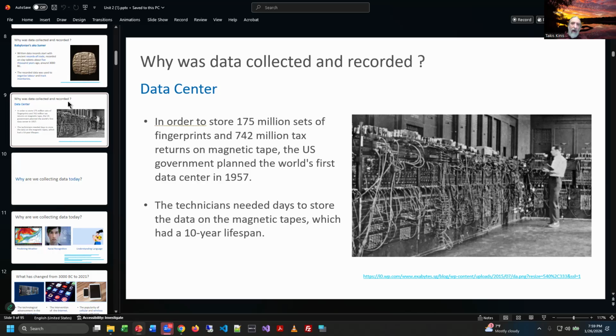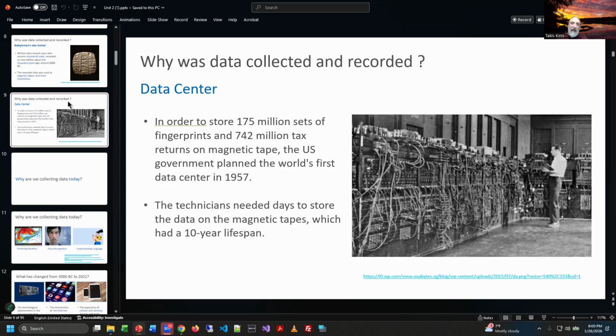They asked the question here, why was data collected and recorded? And they give examples here of some of the challenges of storing information. It says, in order to store 175 million sets of fingerprints and 742 million tax returns on magnetic tape, the US government back in 1957 planned the world's first data center. And this is really kind of interesting. So they would take the information, put it into a computer, and then store it on a magnetic tape.